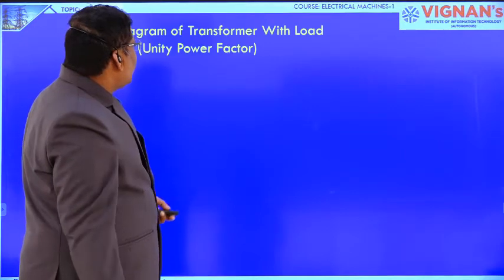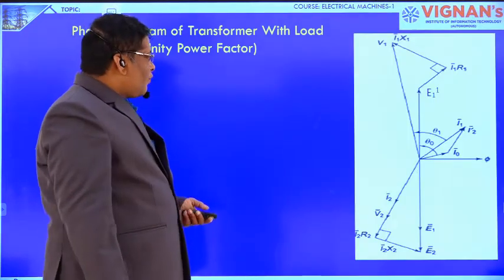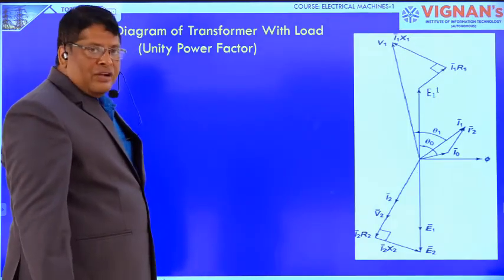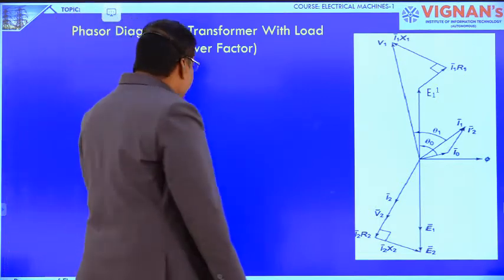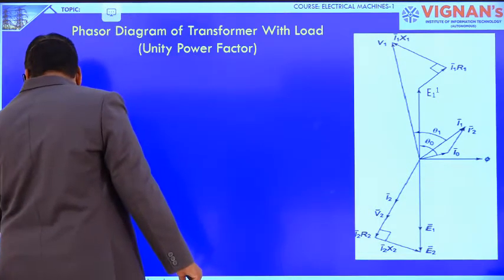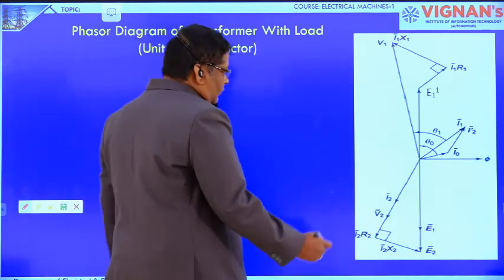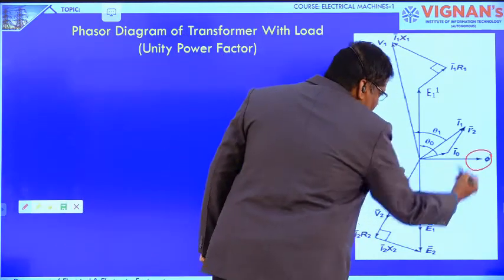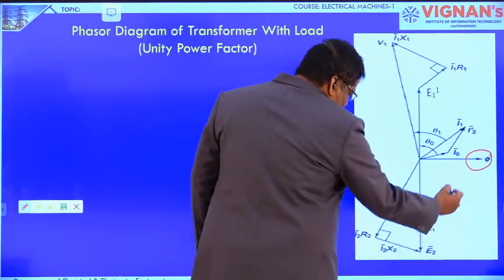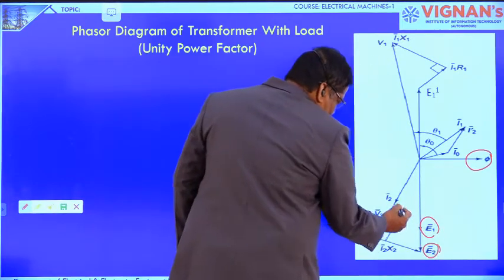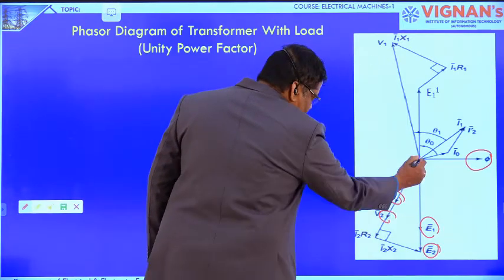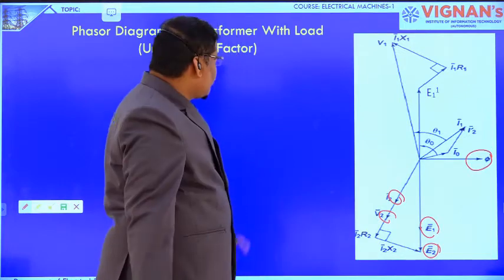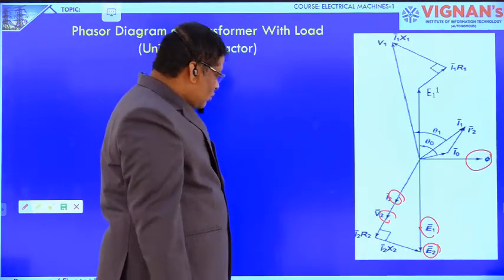Now this is the phasor diagram of a transformer with load at unity power factor. This is the phasor diagram already seen with unity power factor. This is the flux phi. This is the E1 and E2. This is the I2, and this is the V2, in phase because both are at unity power factor, nothing but a resistive load.